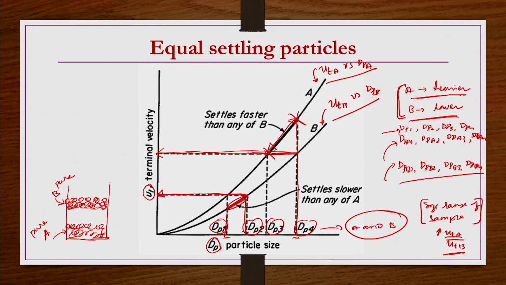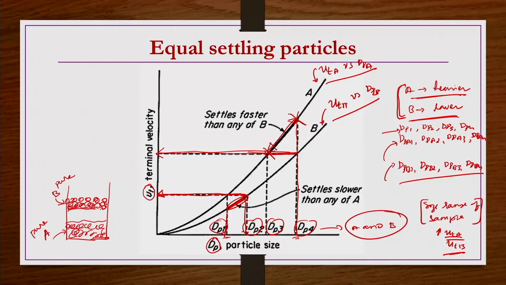Completely pure fractions are not possible for any of these methods. So in between, we can have a mixture, A and B mixtures. Alright, so let us say this is dp4, particles having the largest settling velocity. They will settle at the bottom, then dp3 particles, then dp2, and dp1, the smallest size particles, which have the lowest settling velocity.